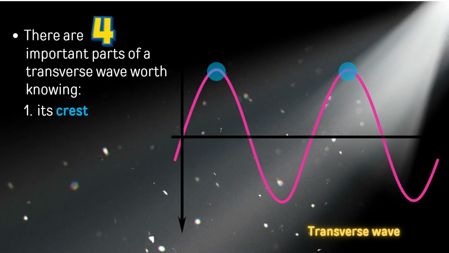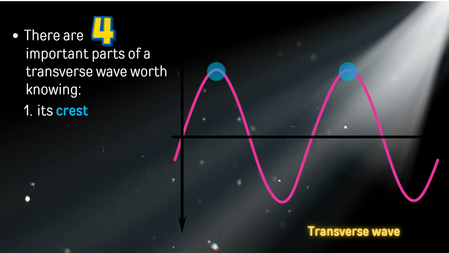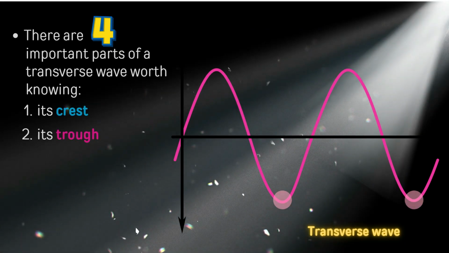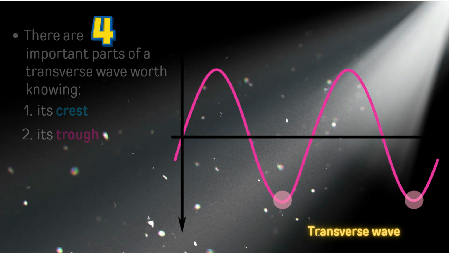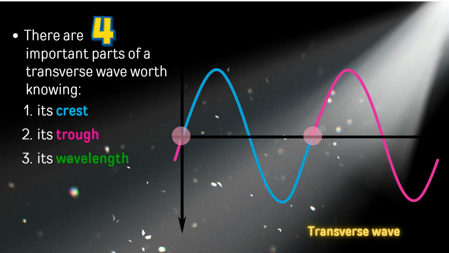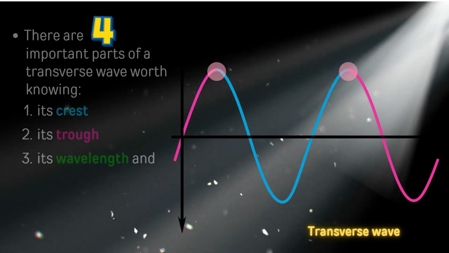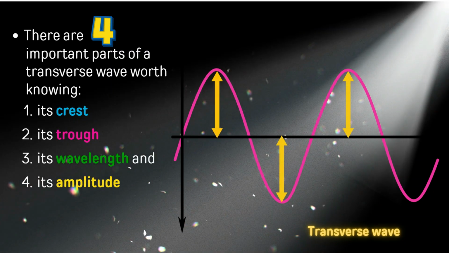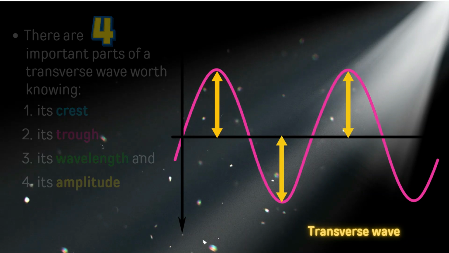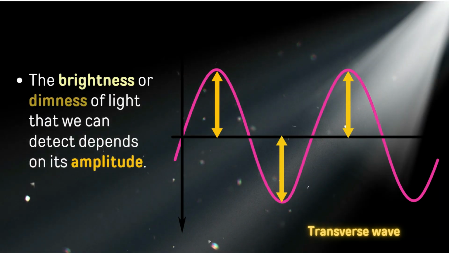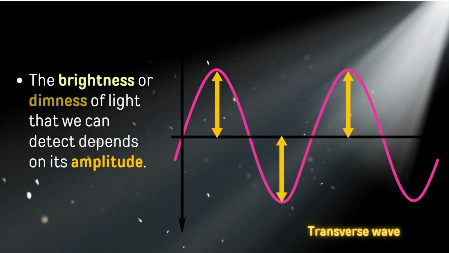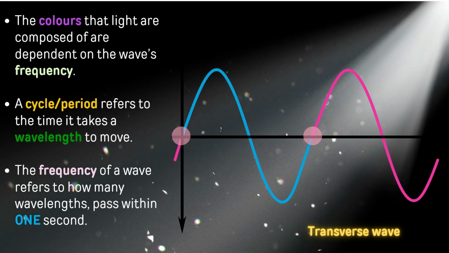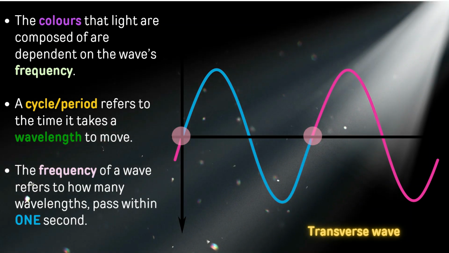There are 4 important parts of a transverse wave worth knowing. Its crest, its trough, its wavelength, and its amplitude. The brightness or dimness of light that we can detect depends on its amplitude. The colors that light are composed of are dependent on the wave's frequency.